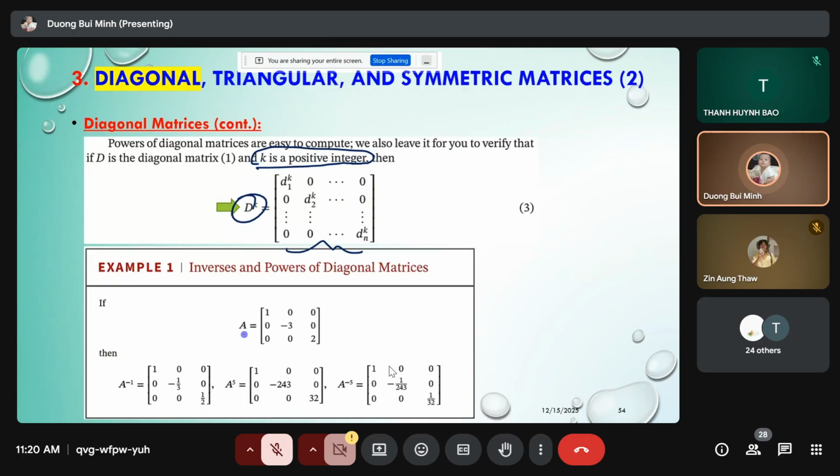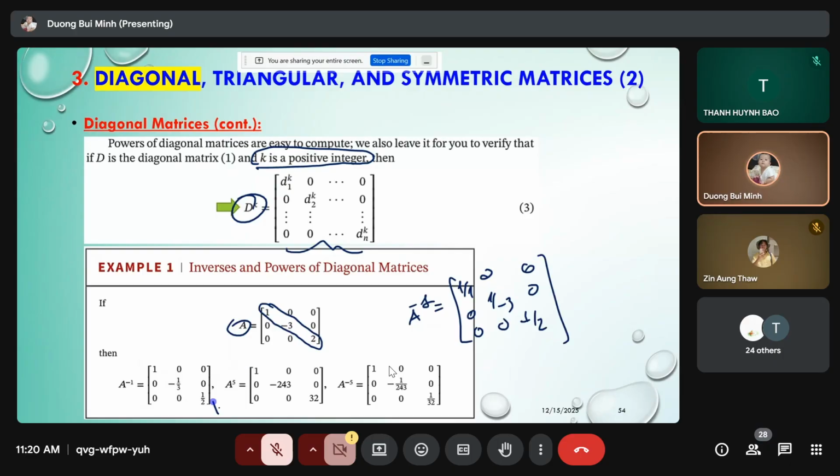So for example, here we have A. This is a diagonal matrix, right? So we can get the inverse of A as these reciprocals: 1 over 1, 1 over minus 3, 1 over 2. The reciprocals of the diagonal elements, and the other entries are 0.